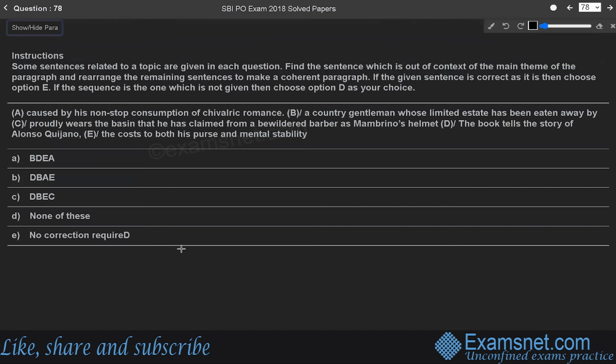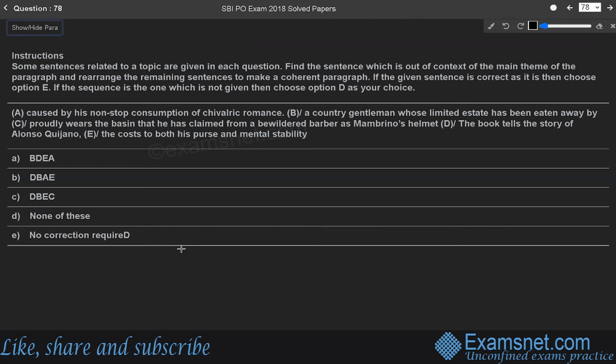Next question has the directions. Some sentences related to a topic are given in each question. Find the sentence which is out of context of the main theme of the paragraph and rearrange the remaining sentences to make a coherent paragraph. If the given sentence is correct as it is, then choose option E. If the sequence is one which is not given, then choose option D as your choice.